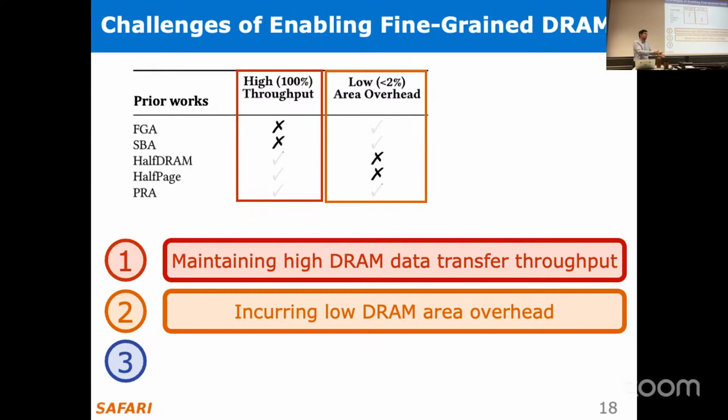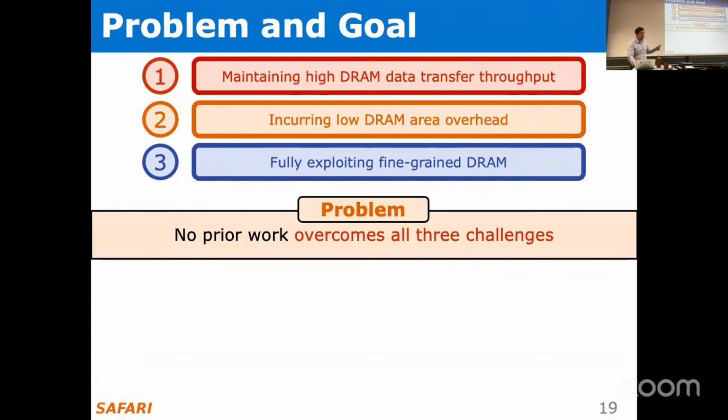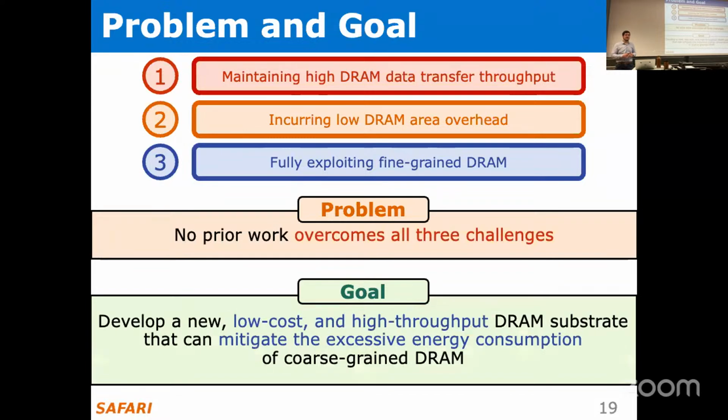The second challenge is area overhead. We're trying to make it with the smallest area overhead possible, right? Even though they try to be area efficient, we find that some of the prior works that maintain high throughput incur large area overheads. The last challenge is to exploit fine-grained DRAM both for DRAM access and DRAM activation. Basically, we observe that no prior work overcomes all 3 challenges, and our goal is to develop a new fine-grained DRAM architecture that can mitigate the energy waste while overcoming all 3 challenges.